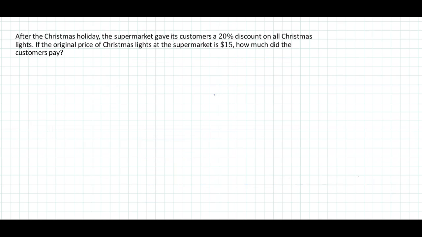Okay, after the Christmas holiday, the supermarket gave its customer a 20% discount on all Christmas lights. If the original price of Christmas lights at the supermarket is $15, how much did the customer pay? So we want to first find out the discount. The discount is going to be our percent discount multiplied by the original price. So our discount here is going to be 20% multiplied by 15.